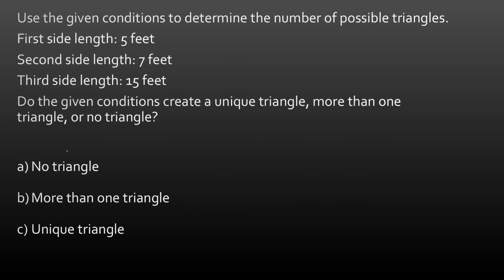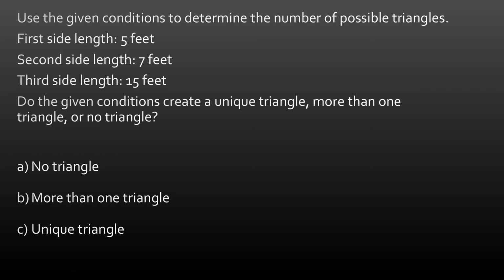Alright, next question says use the given conditions to determine the number of possible triangles. Do the given conditions create a unique triangle, more than one triangle, or no triangle? So the first thing we want to do is look and see what type of information we are given. And I can see right here that we are given 3 different side lengths. Okay, so we have 3 different side lengths.